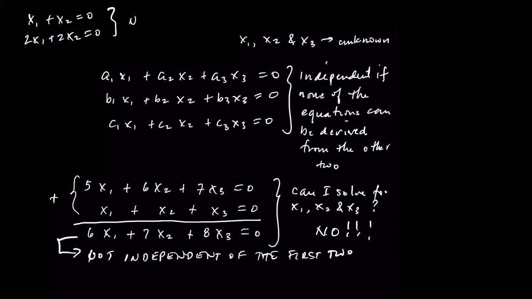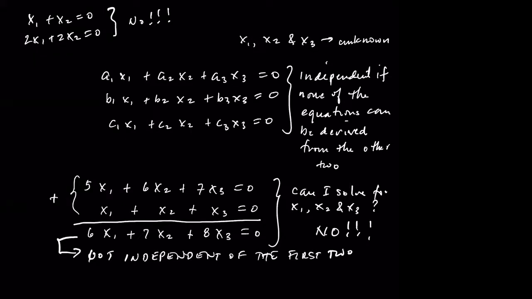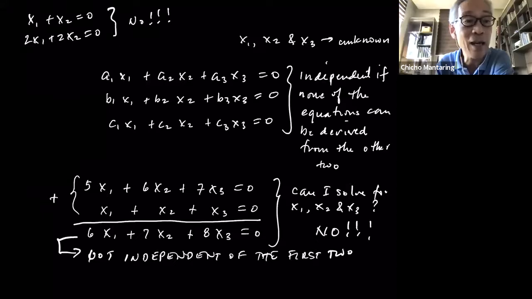No po. Diba? No po. Why? Kasi two times the first equation lang. I just multiplied the first equation by 2 to get the second equation. So these are not a set of independent equations. Right? Because the second equation can be derived from the first equation. So they're not a set of independent equations. So obviously I cannot solve for x1, x2.